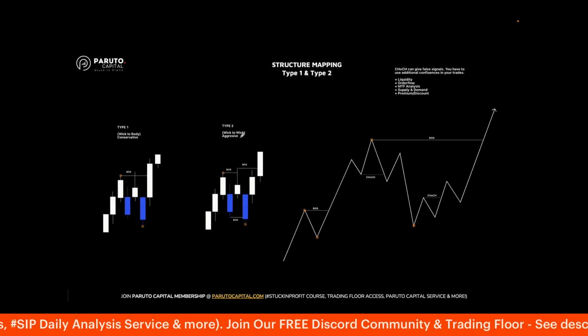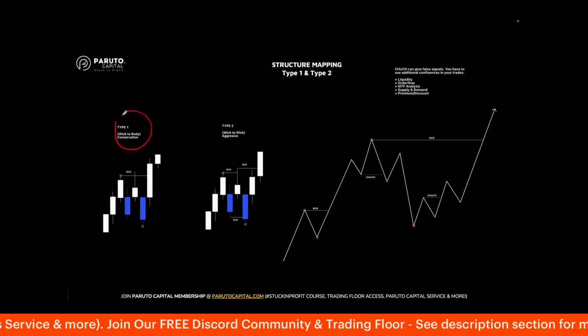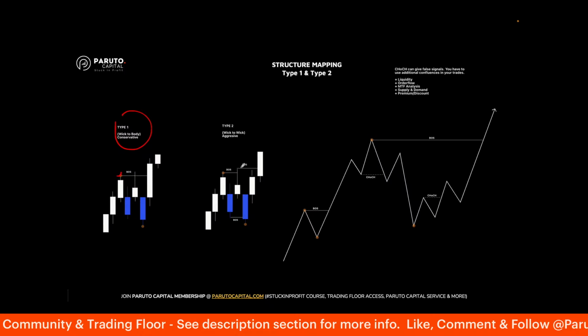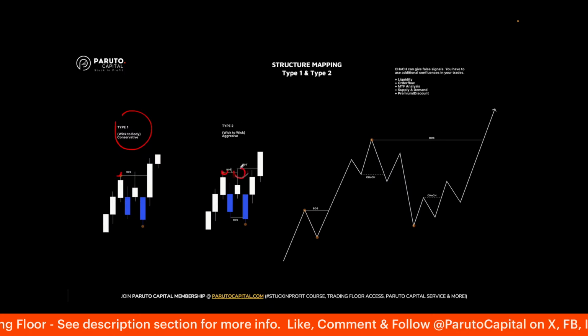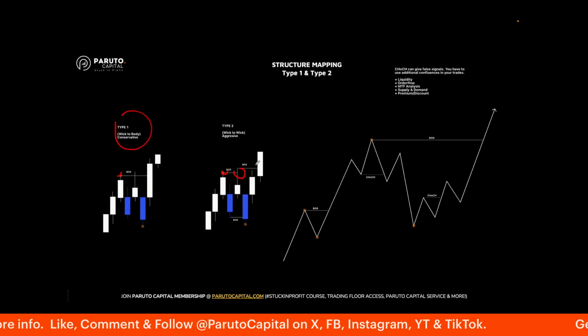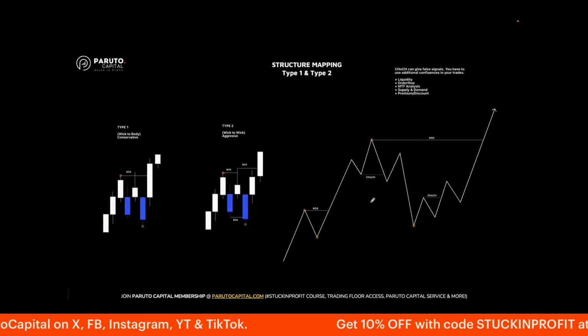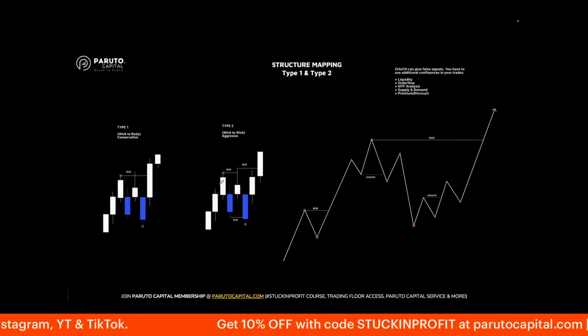So those are the two different. So primarily type 1 mapping from the wick to the body, and then type 2 mapping from the wick to another wick, right? So that's how basically you interpret type 1 and type 2 mappings. Now, how do I apply this in the market?